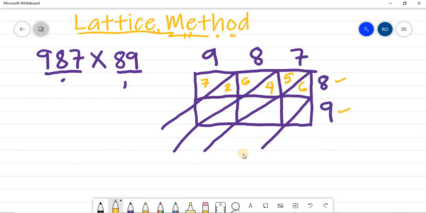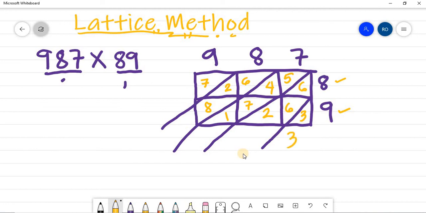We have 9. We have 9 times 7 is 63. We have 9 times 8, 72. And we have 9 times 9 is 81. Now, after multiplying the multiplier and the multiplicand, let's add diagonally. We're not going to add vertically. So let's say for example, we have 3. Nothing to add with 3, so we write 3 only.